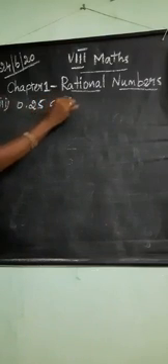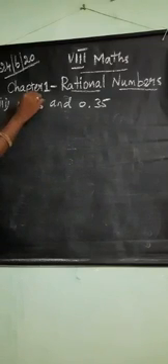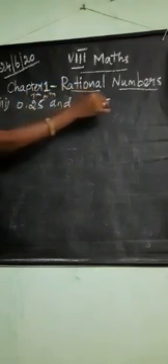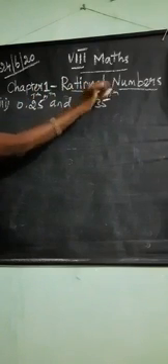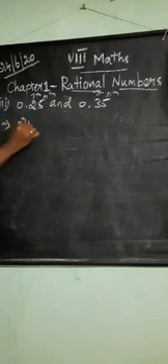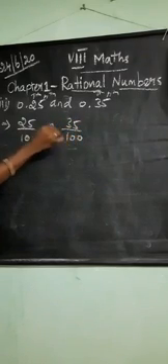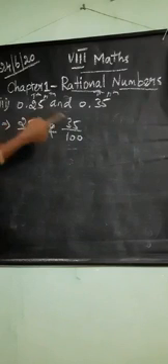Next, third sum, the same procedure. List 5 rational numbers between 0.25 and 0.35. Now see, they are given as decimal numbers. How to convert this decimal number into a rational number? So the 10th place, here the 100th place, here also the 10th place, here the 100th place. So how to write this? 25 by 100 and 35 by 100.